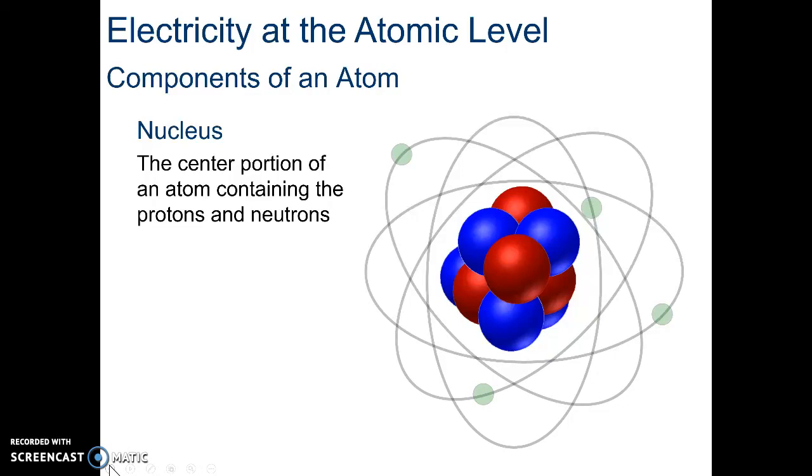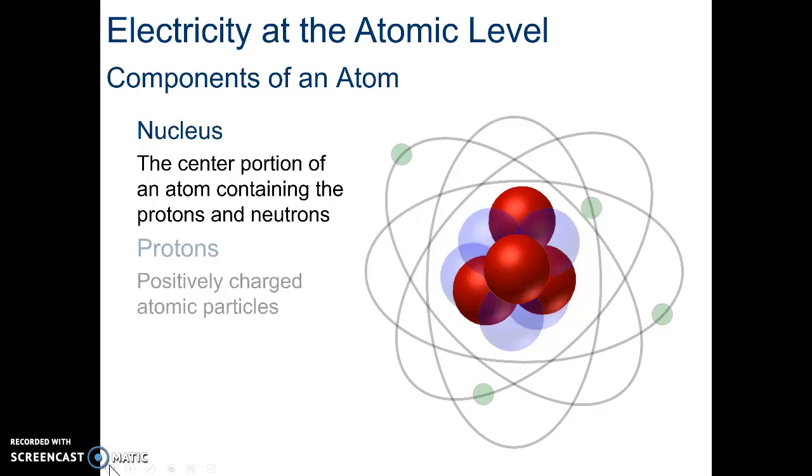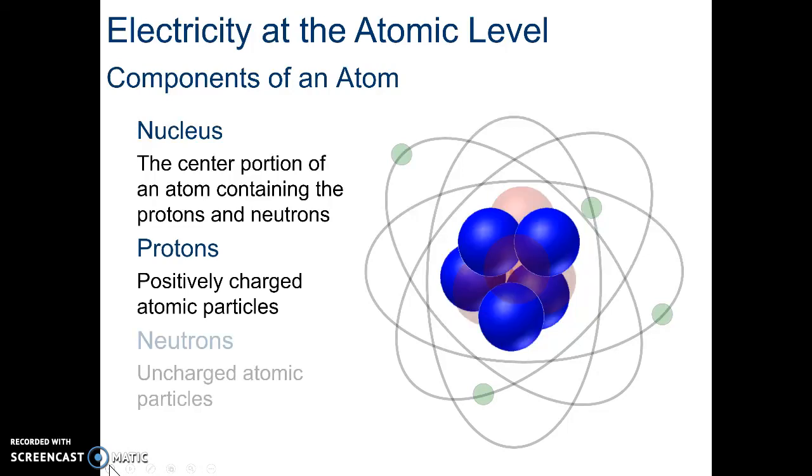An atom has a nucleus. It's the center of the atom. It has the protons and the neutrons. The protons have positive charges, and the neutrons are uncharged or no charge.